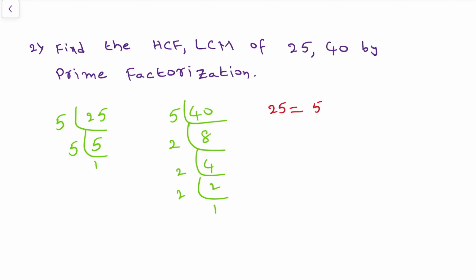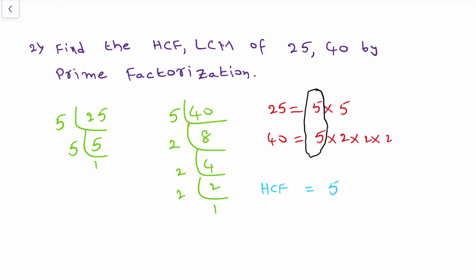So let us write this here. 25 equals 5 times 5. 40 equals 5 times 2 times 2 times 2. That's it. Now if you observe these two, number 5 is common. Except 5, nothing else is common. So our HCF is 5. From both the numbers, after prime factorization, whatever is common comes under HCF.